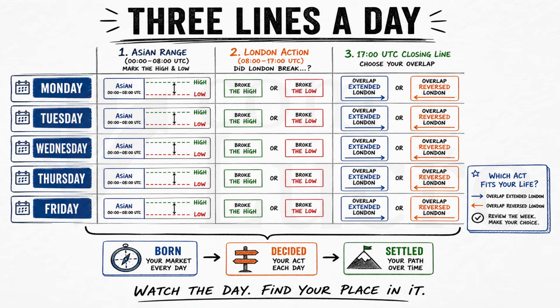Homework for the week, and it completes the routine we've been building. You already marked the Asian box, and you already know whether London broke the high or the low. Now add the closing line. At 1700 UTC, when London goes home, write down whether the overlap extended London's move or reversed it. 3 lines a day, 5 days. By Friday, you'll have watched the trading day get born, get decided, and get settled, and you'll know which of those 3 acts actually fits your life.